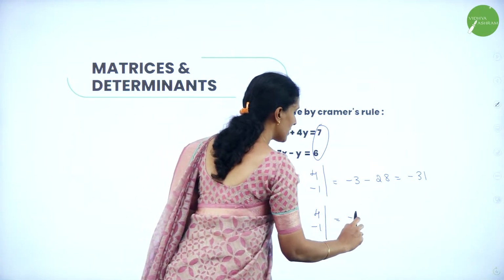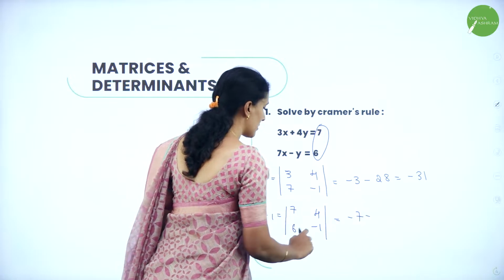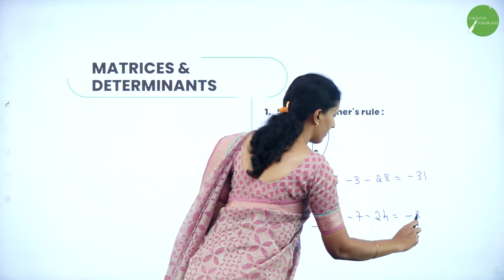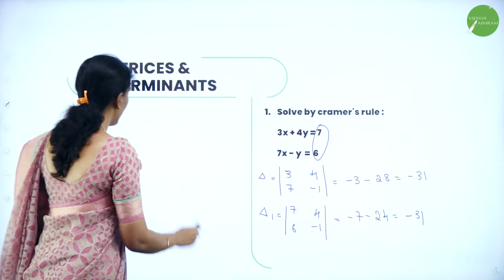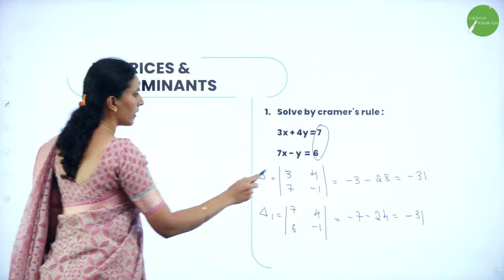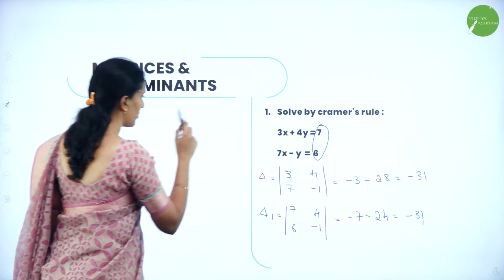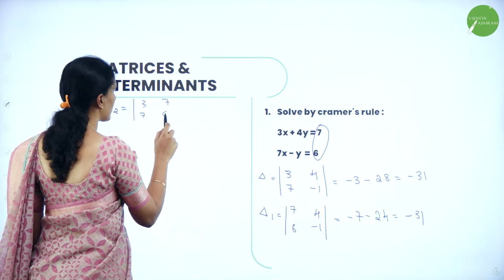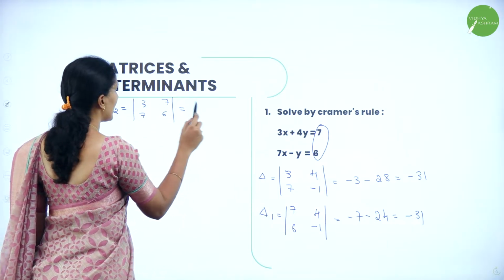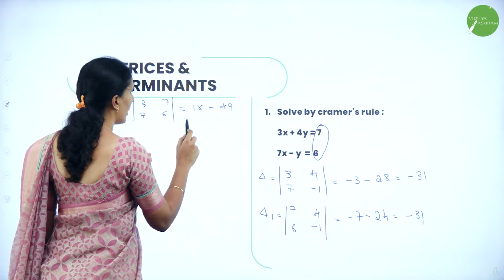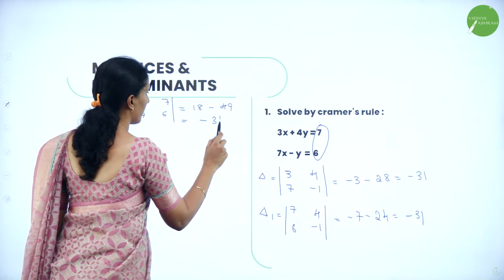Again, 7 into minus 1 is minus 7, minus 6 4s are 24. So again, minus 31. So this is your delta 1. Next, calculate delta 2. Delta 2 is replacing the constant with the coefficients of y. 3, 7, 7, 6. So 3 6s are 18, minus 7 7s are 49. Again, you will get this as minus 31.